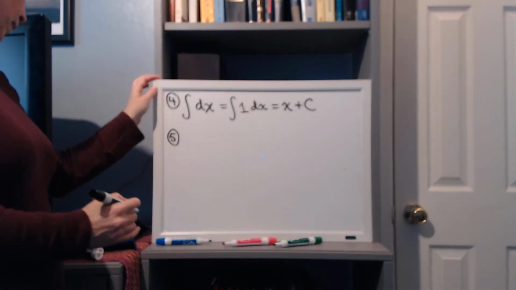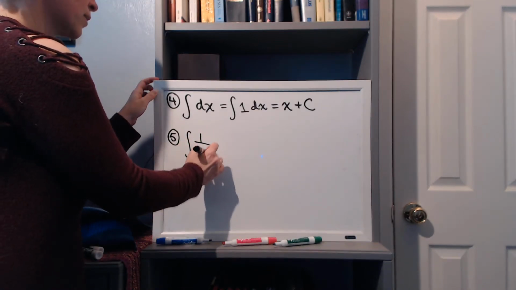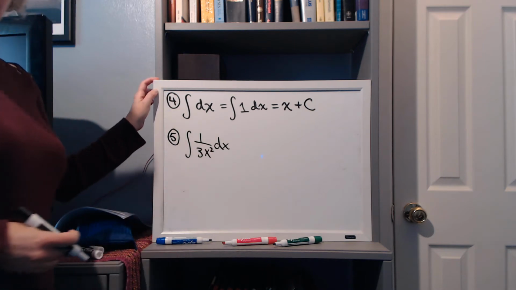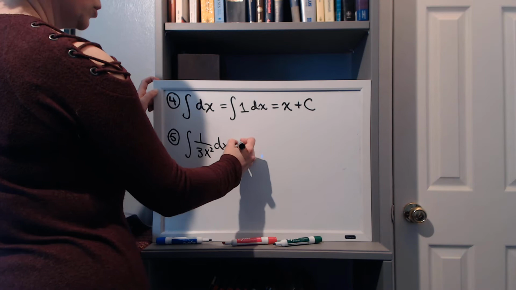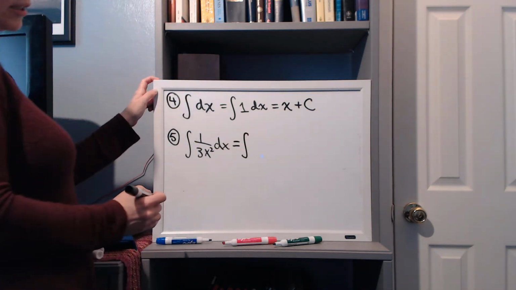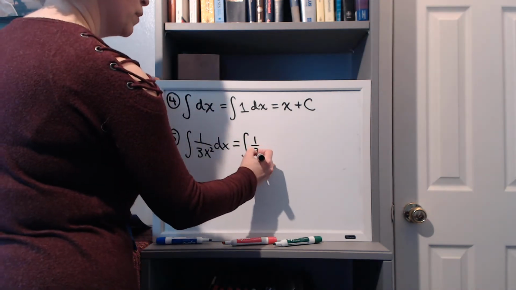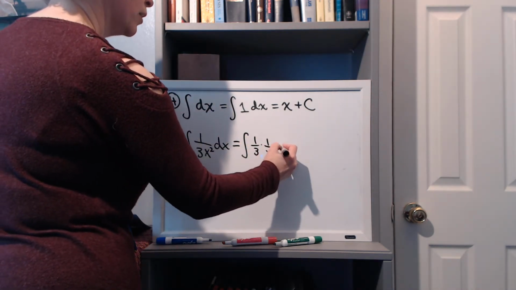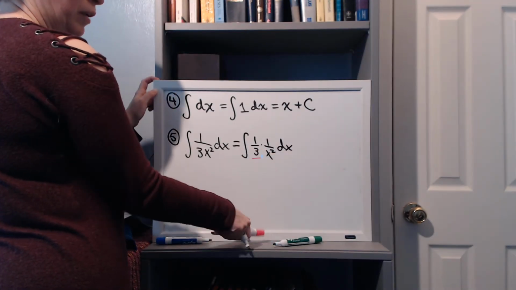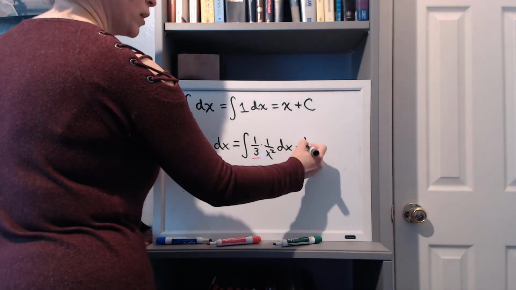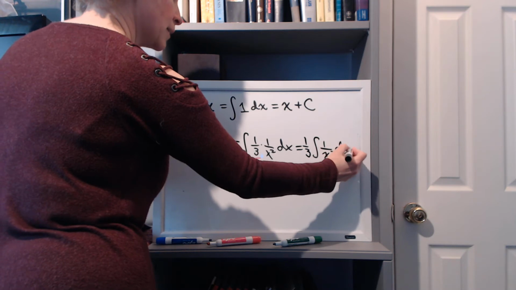All right. Next example, we have the integral of 1 over 3x squared dx. Now, first thing I'm going to do here is use the constant multiple rule. But to use the constant multiple rule, I'm first going to rewrite the 1 over 3x squared as 1/3 times 1 over x squared dx. Now I can use the constant multiple rule and pull the 1/3 out in front of the integral. So we get 1/3 integral of 1 over x squared dx.